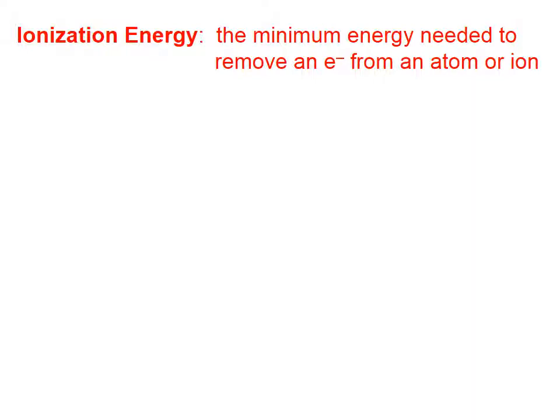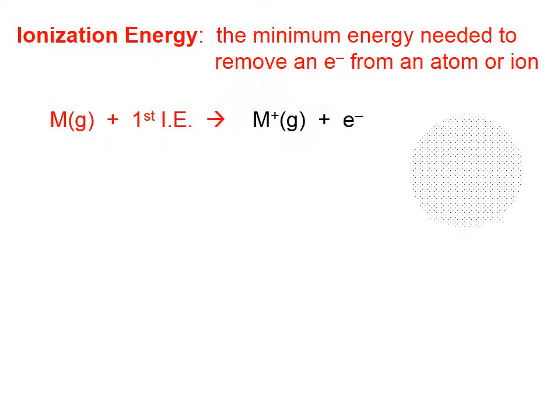Ionization energy is the minimum energy needed to remove an electron from an atom or ion. If we start with a generic atom, call it M, and we put the right amount of energy in, what we can do is knock an electron out of that atom and turn it into an ion.